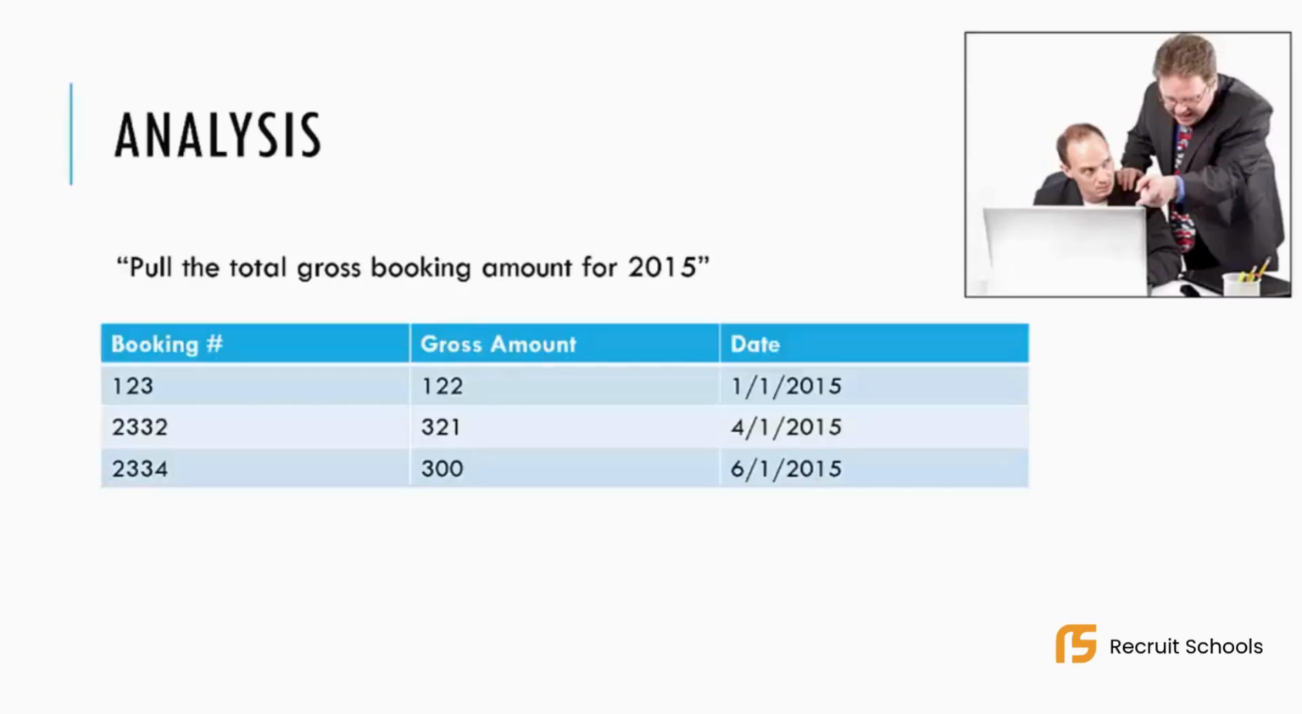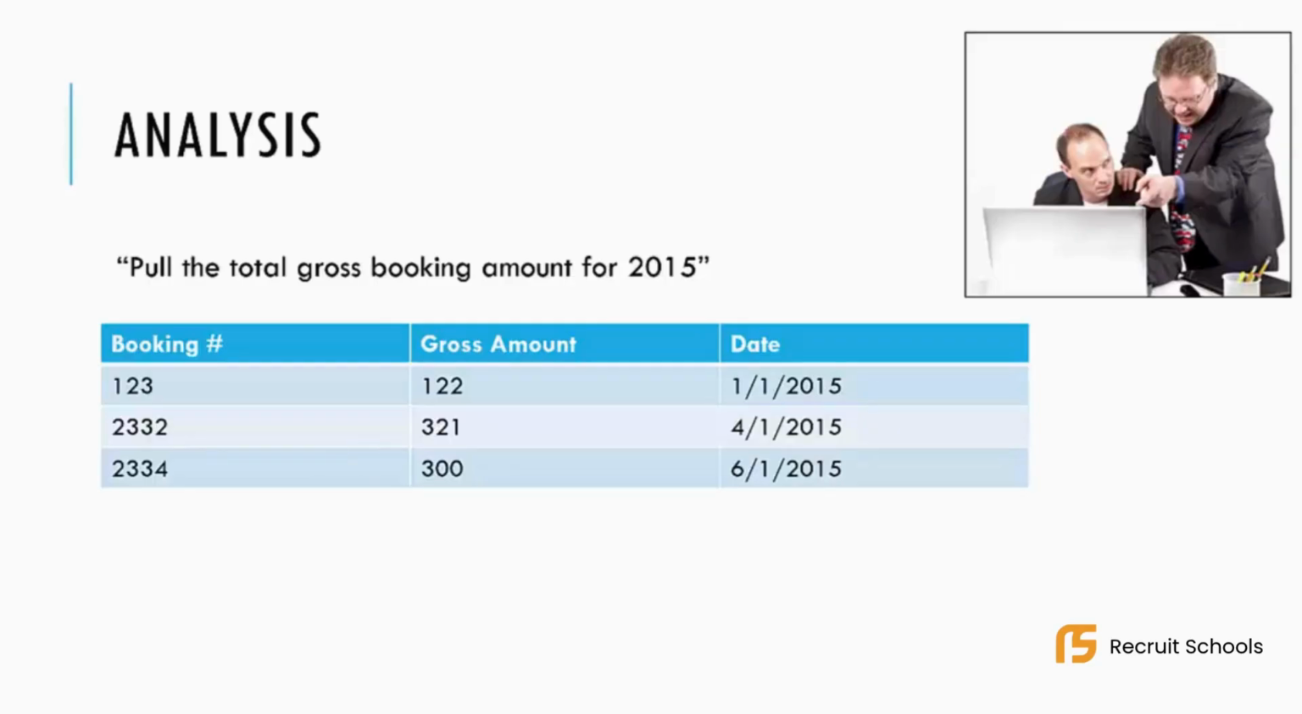Let's take one more example, right? You are joining as maybe an analyst, and your boss comes to you and asks, okay, pull the total gross booking amount for 2015, right? Now, let's assume the way it is stored in the database is something like this. So you have a booking number, you have a gross amount, and you have the date of booking. So basically what he's asking you to do is actually give you a total amount, total gross bookings for 2015.